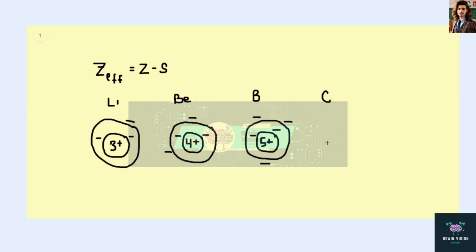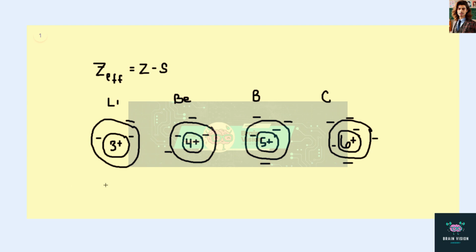And then in carbon, there are 6 protons in the nucleus. The first energy level has 2 electrons. The second energy level has 4. Again, as you notice, the n value, meaning the energy level, is 2 for each one because we're working with period 2. So let's find Z effective for each of these.